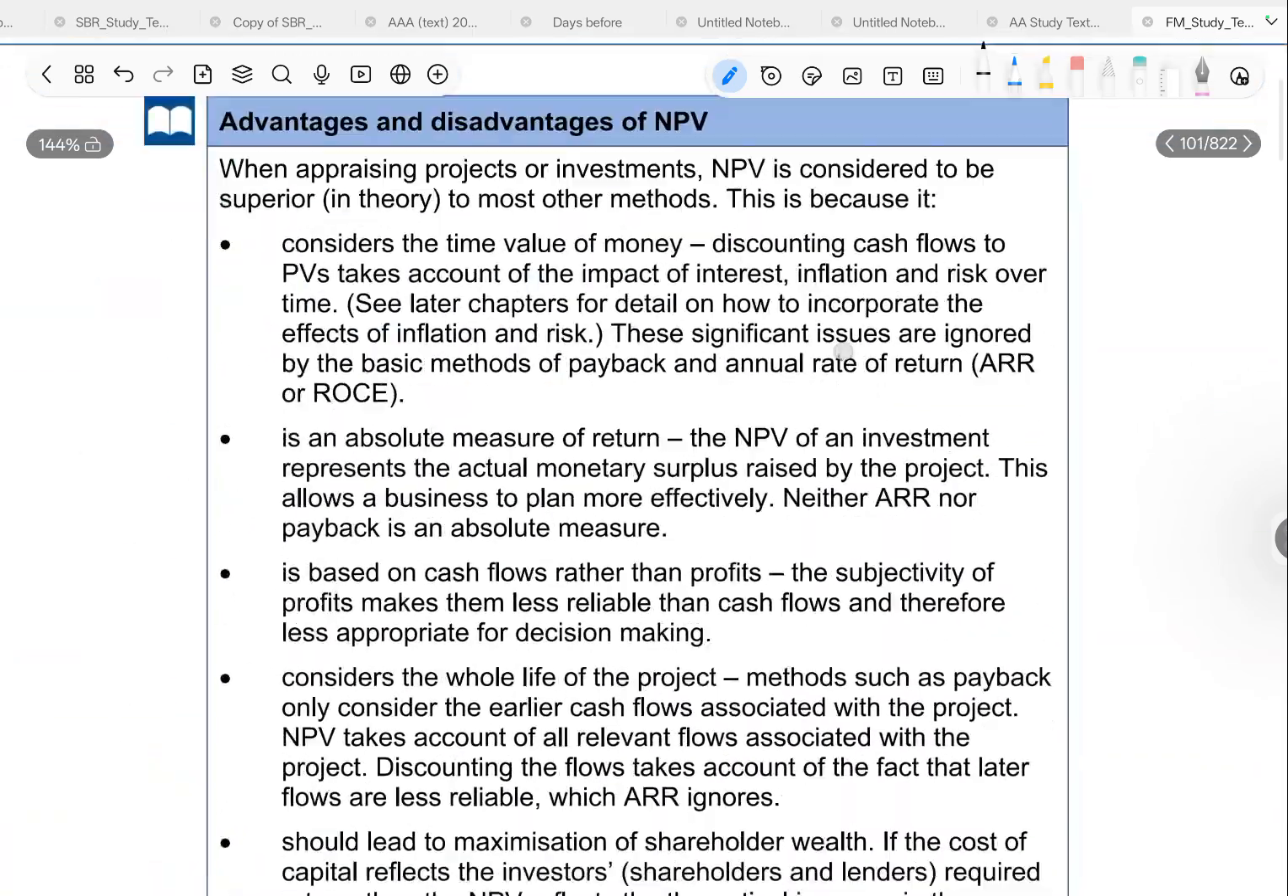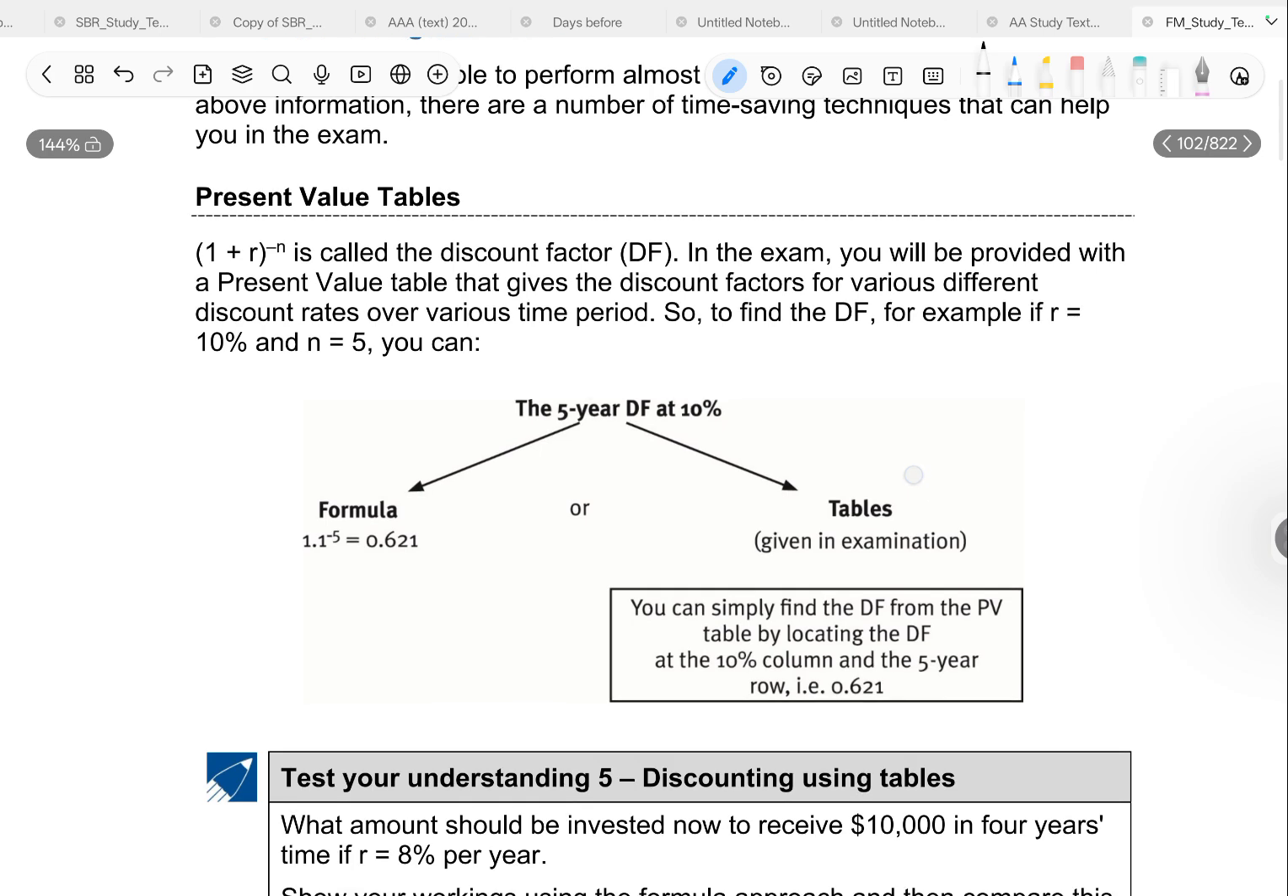Now let's look at the present value tables. In the exam, instead of calculating discount factors manually, you will often be given the present value tables. These tables provide the discount factors for different interest rates and time periods. For example, if the discount rate is 10% and the time period is 5 years, you simply locate the value in the table. This saves a lot of time in the exam.